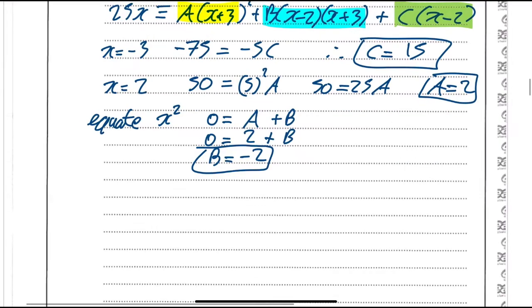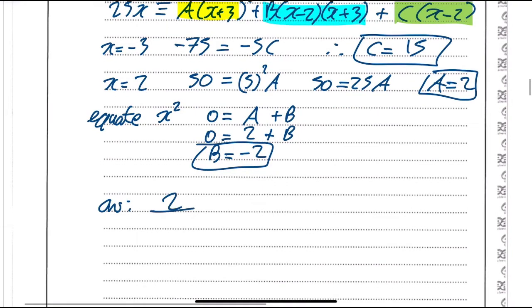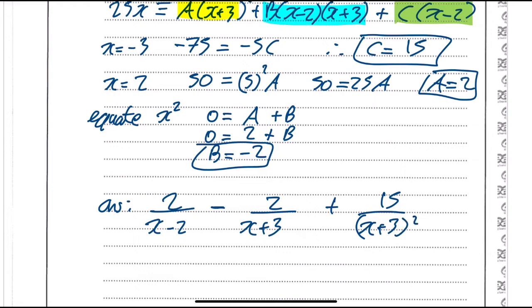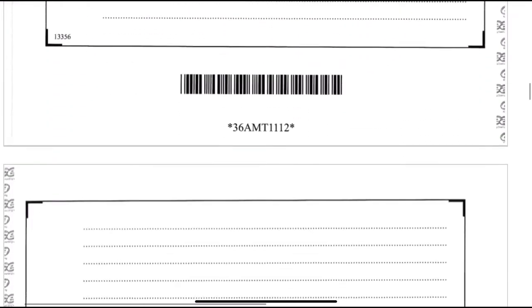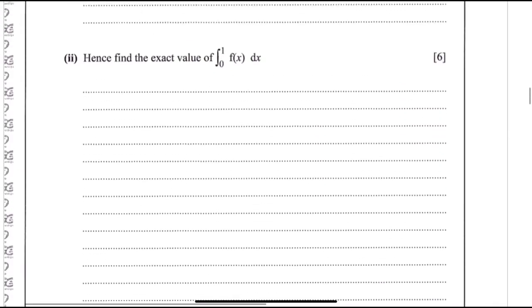So you've got your A, B and your C, so your answer, partial fractions, is 2 over x minus 2. What was my B? It was minus, wasn't it? Minus 2 over x plus 3, and then plus, C was 15, 15 over (x plus 3) squared. And no doubt we'll have to do something with this in the next part of the question. And of course we do. We have to integrate that thing.